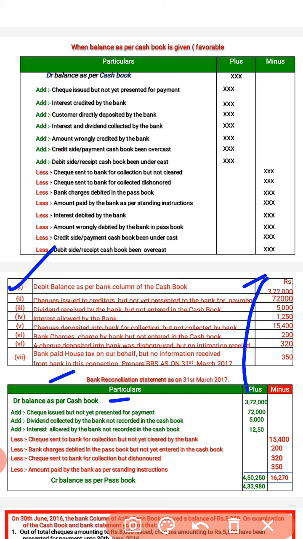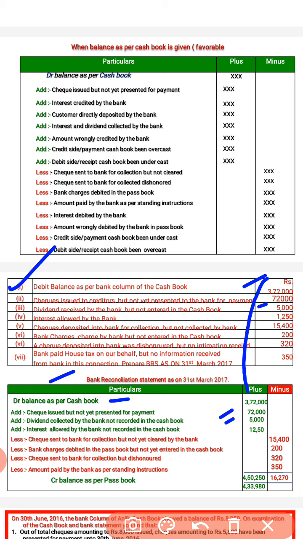It will be plus. We have issued a check to our supplier but it is not presented for payment, which means our passbook is the same but we have deducted it in our cash book. So to correct it, we will have to add this again in our cash book balance. So this 72,000 will be added. Second, dividend received by bank but not entered in the cash book means our passbook statement is showing a plus balance and the cash book is the same. So to reconcile it we will add 5,000 in the cash book.